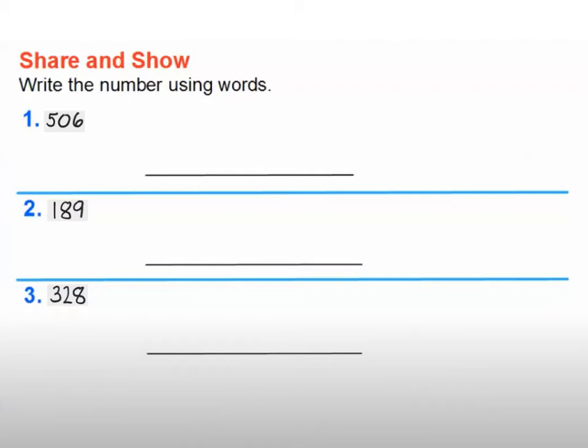So number 1, 506. So notice we look at the hundreds place first. And that's what we'll write first, 500. Then we look at the tens and ones place together, and we only have 6. So 506. Remember, you can pause the video at any time.